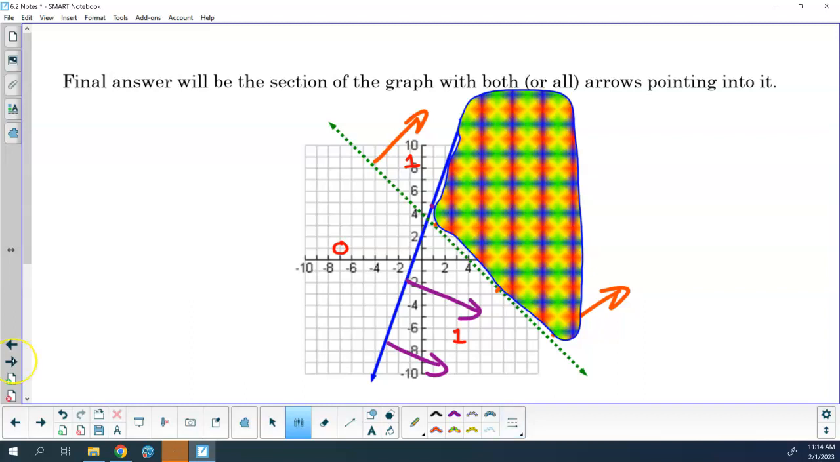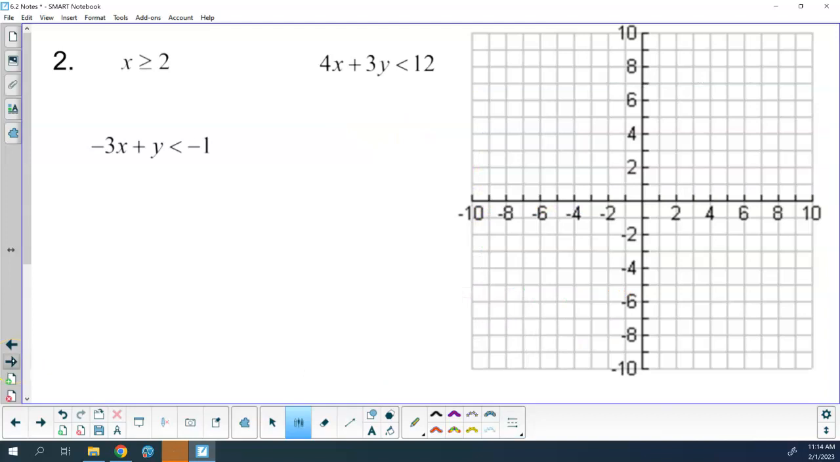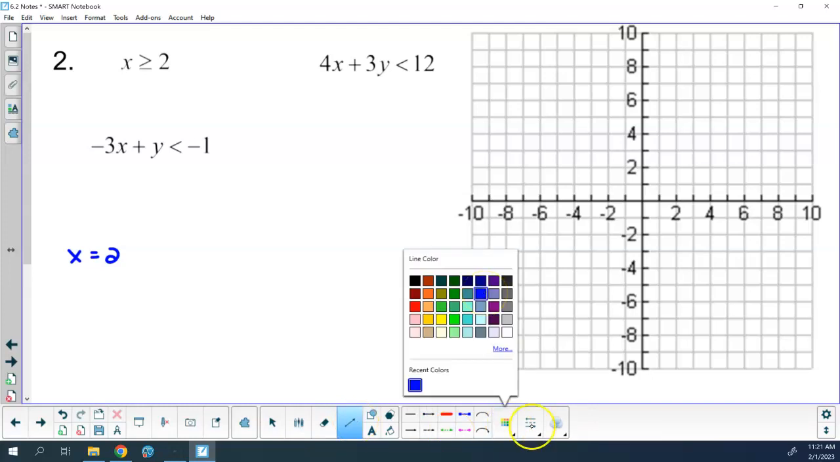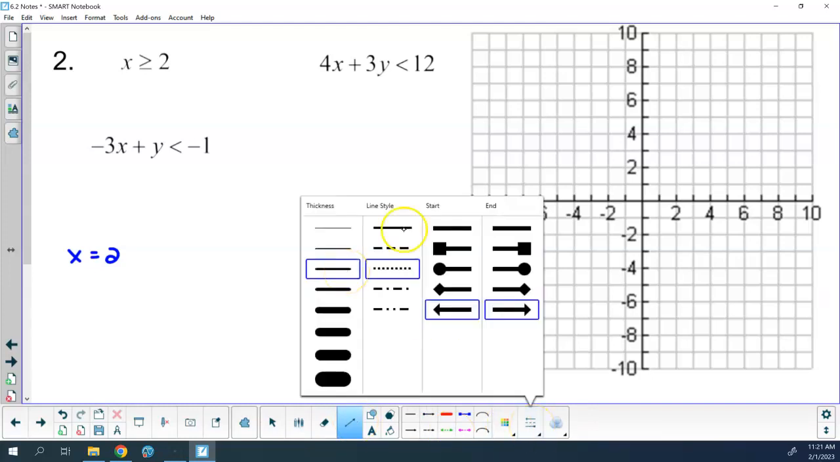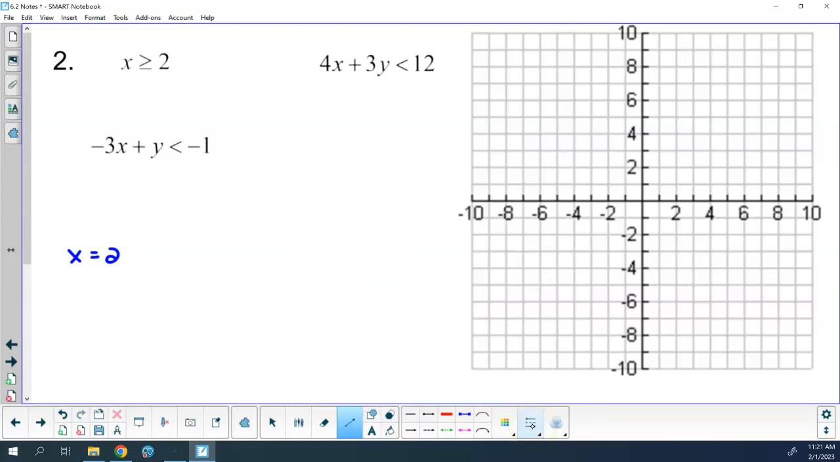Okay? What I would like you to do now is turn your note sheet over and attempt number 2, please. All right, so x is greater than or equal to 2. I'm going to graph that like it was x equals 2. That's going to be a solid line. It is going to be vertical, and it's going to be at positive 2.